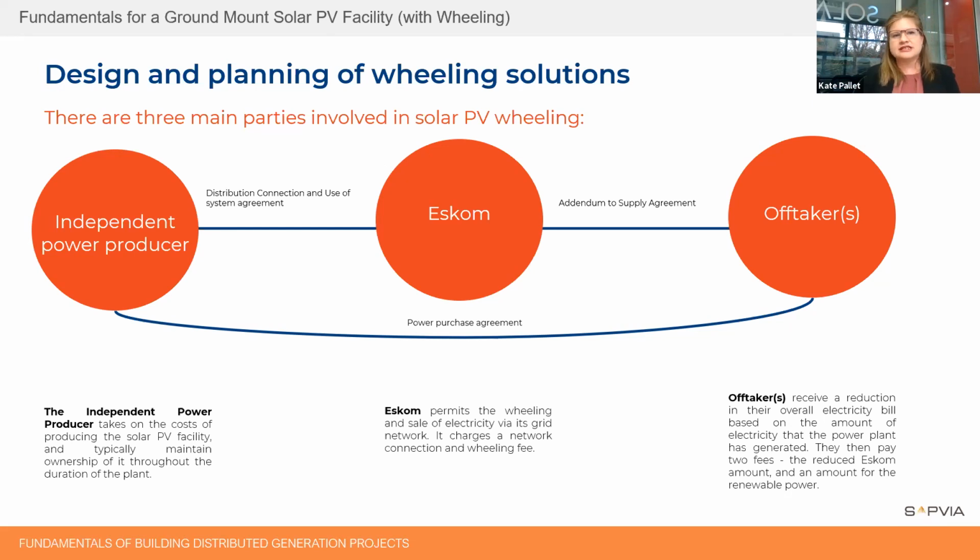I've included on this slide the various different agreements that need to be in place. So there are quite a few different agreements. There need to be agreements between the IPP and Eskom. There also need to be agreements between Eskom and off-takers, and then obviously the off-taker and the independent power producer typically start with a power purchase agreement.